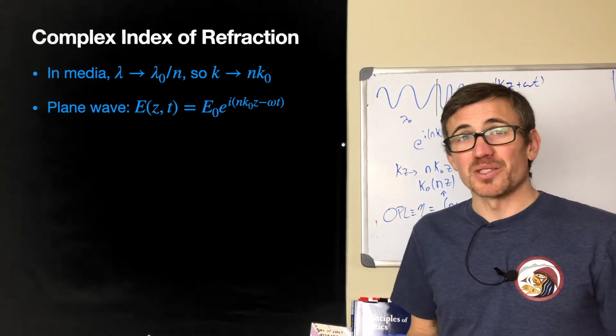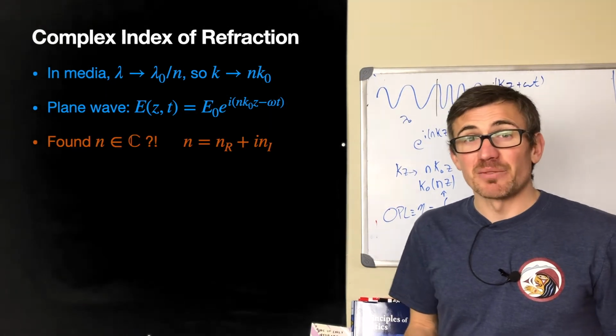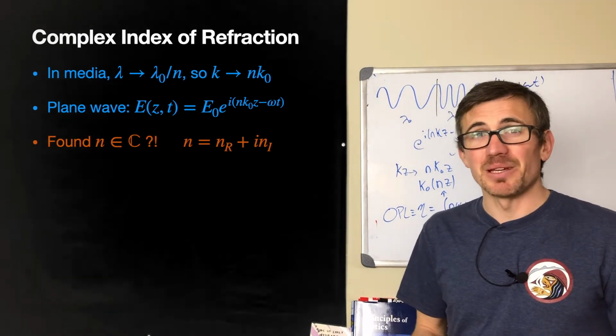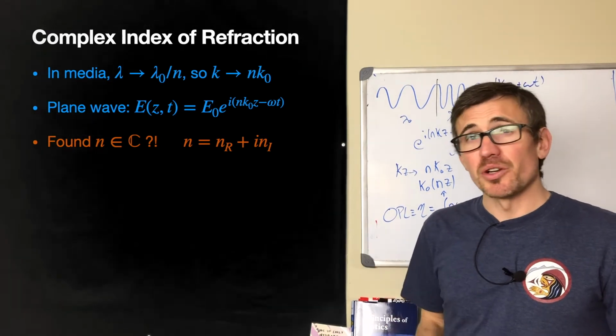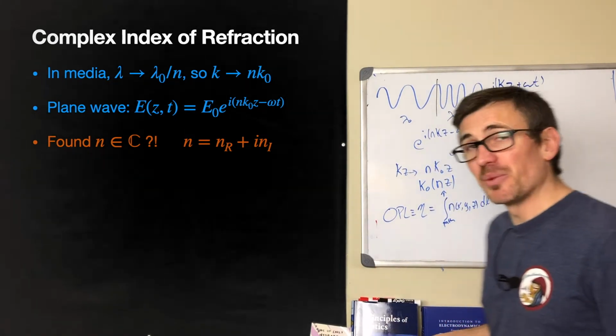And what we found in lecture 1 is that somehow the index of refraction was complex. So what does that mean? What does it mean to have a complex index of refraction? Well, let's just plug it into our new definition, our new and improved plane wave.